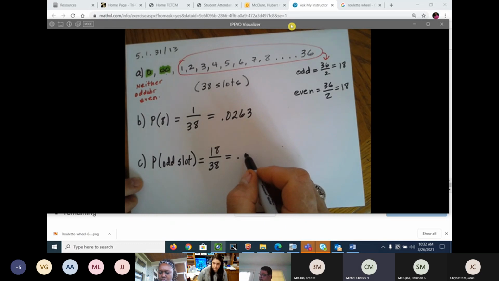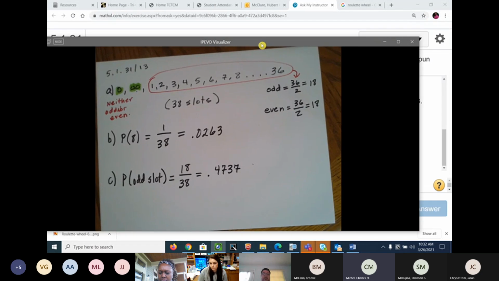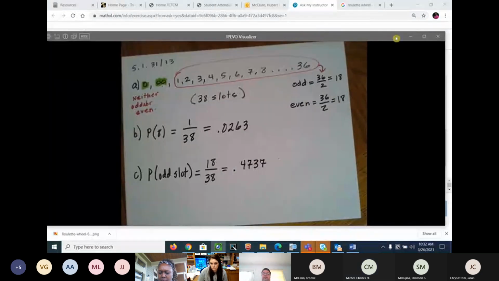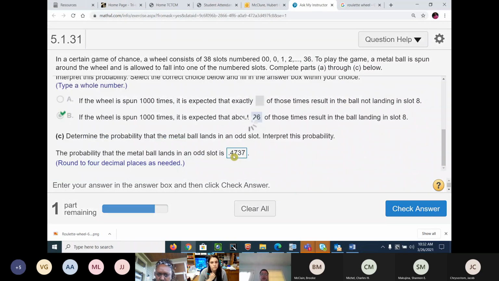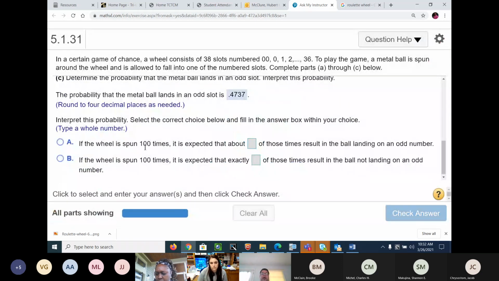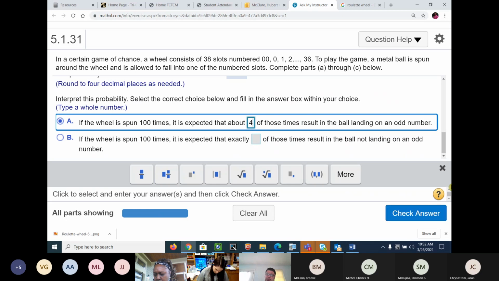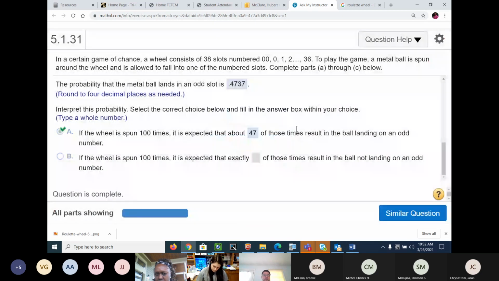I got 0.4737. So let's type that in. 0.4737. Yay. So if you spin that wheel 100 times, move the decimal 2 places to the right, about 47 should be on odd numbers.